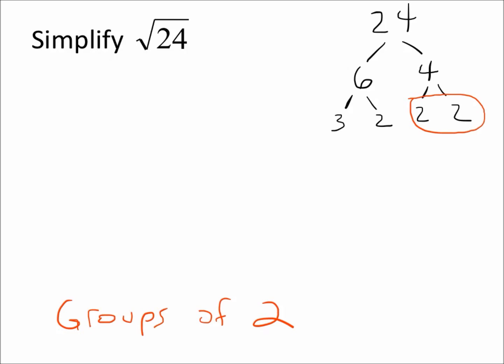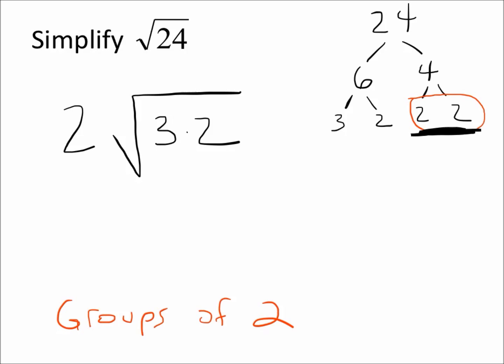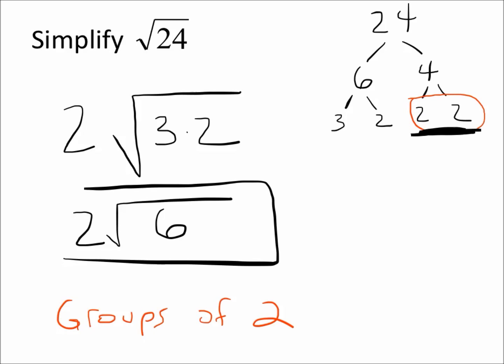Those two 2's. The rules are going to say that for every group of 2, you are allowed to pull one of those to the outside of the square root. So if I have my square root here, the rules are telling me because I was able to find a group of 2, in this case 2 2's, I'm allowed to pull one of them to the outside. On the inside will be everything that's left over. And these will all be multiplied. So the answer will be 2 root 6. That's a simplified version of the square root of 24.